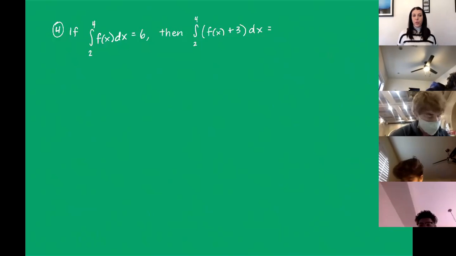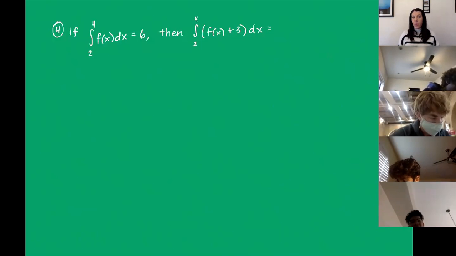We have an integral from 2 to 4 of f of x dx, which is equal to 6, and then another integral from 2 to 4 of f of x plus 3 dx. We're trying to find what that's equal to. Give me a second to write this down.